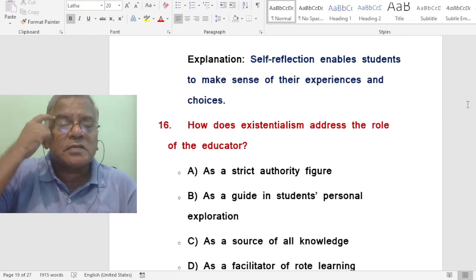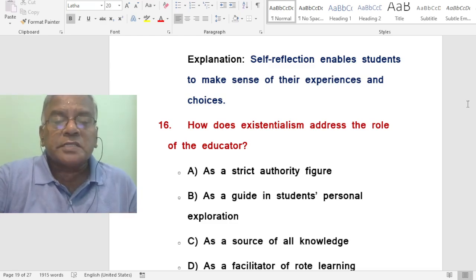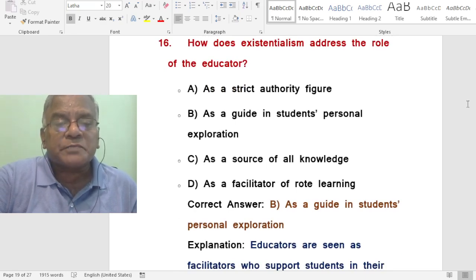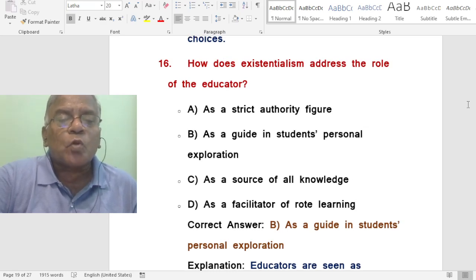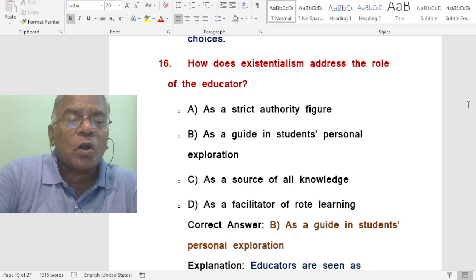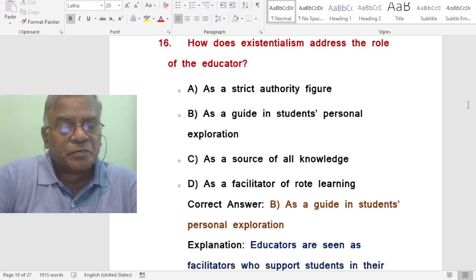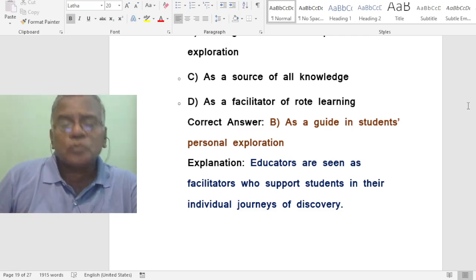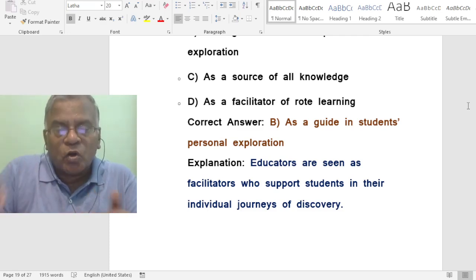How does existentialism address the role of the educator? As a strict authority figure, as a guide in students' personal exploration, as a source of all knowledge, as a facilitator of rote learning. How does existentialism address the role of the educator? He becomes a guide in students' personal exploration. Educators are seen as facilitators who support students in their individual journeys of discovery in knowledge.